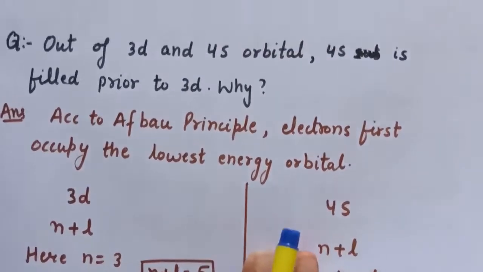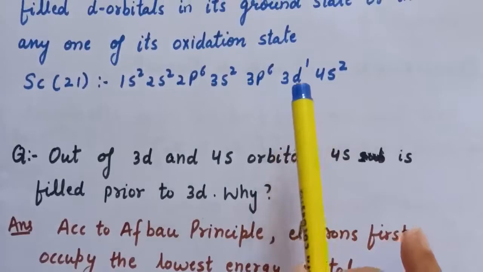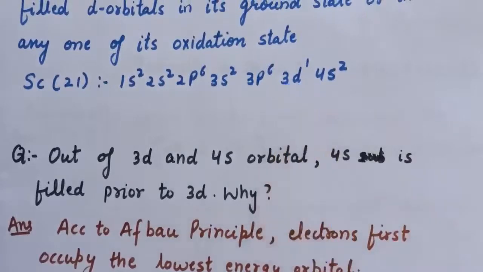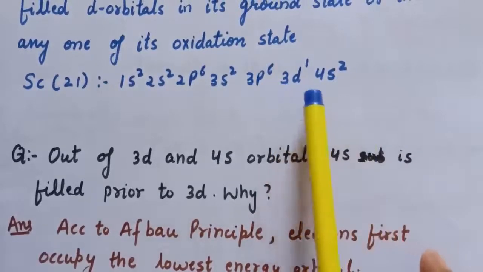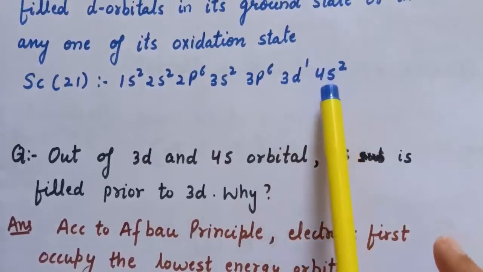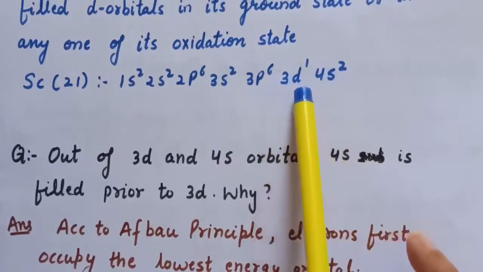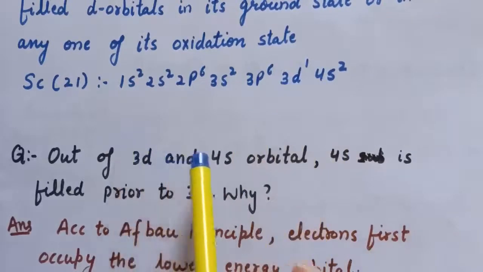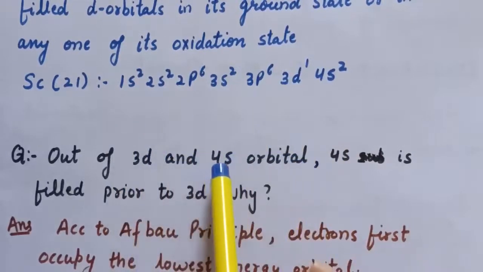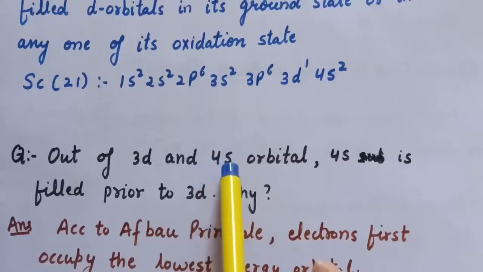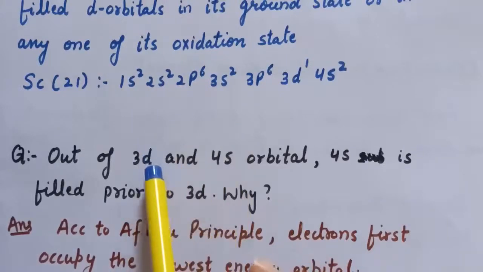That is why whenever we fill electrons in 3d and 4s, first we will fill 4s and after that we will fill the 3d orbital. So out of 3d and 4s orbitals, first we fill electrons in 4s and after that we fill electrons in the 3d orbital.